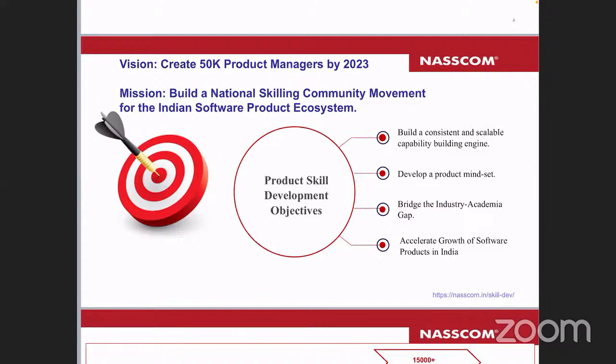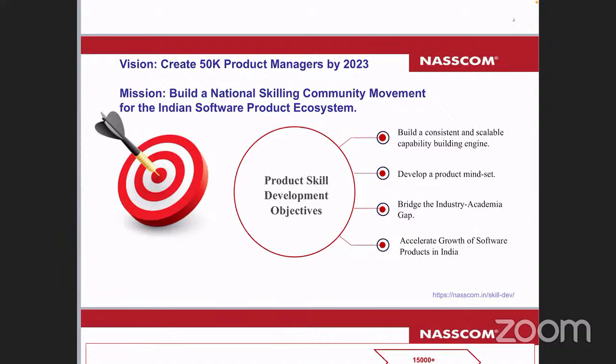And coming back, the vision for the skill dev pillar, which is one of the pillars in NASSCOM, is to create 50,000 product managers in India by 2023. A fairly lofty vision and a grand goal, but we are truly looking forward to you and many, many more of you to be part of this journey and this movement. We're really looking to push this across as a movement across the country and the globe.